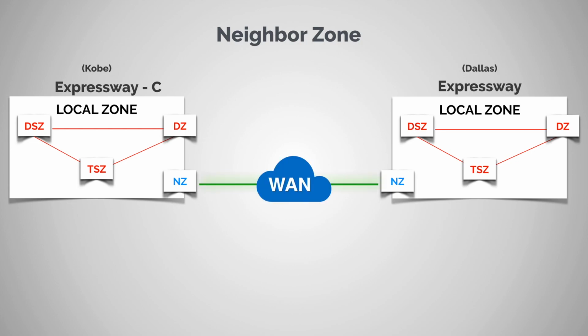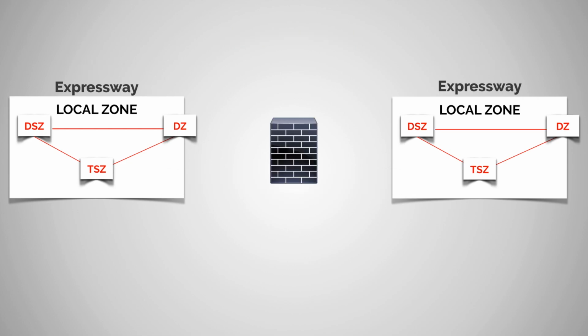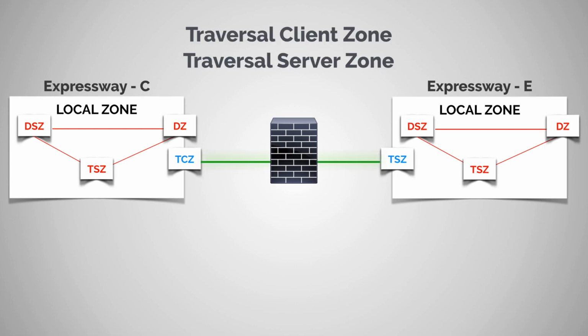Okay, but what if I'm not going across a WAN? What if I'm just going in and out of my firewall? I could do a different kind of zone for that. What I could do is, let's say this is my Expressway Core on the inside of my network, and then over here I could put an Expressway Edge on the outside of my network, and then I could build what's called a traversal client zone on the Expressway Core, and then a traversal server zone on the Expressway Edge, and then they can establish a connection through the firewall.